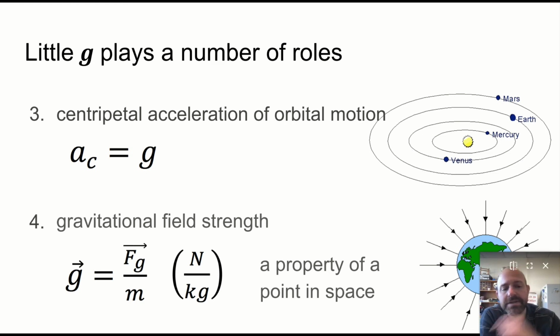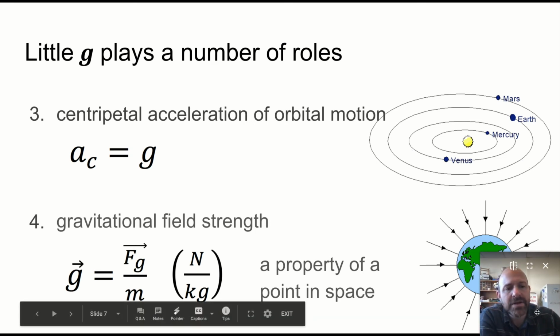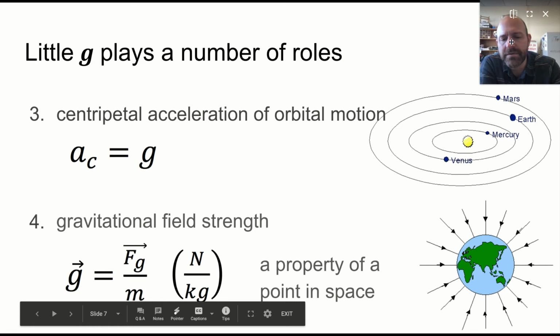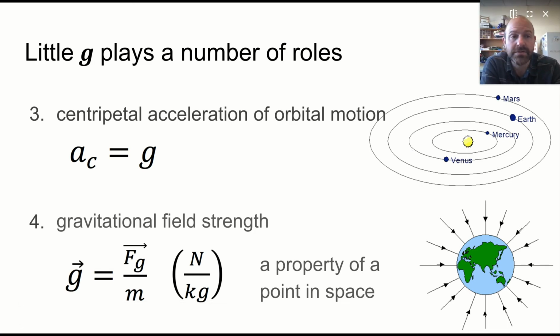For an object that's orbiting in a circle, the centripetal acceleration is the acceleration due to gravity because the centripetal force is the force of gravity. More on that as we go. And then it's also this other thing that I've alluded to very briefly, but it's worth thinking about, which is the idea of the gravitational field strength.